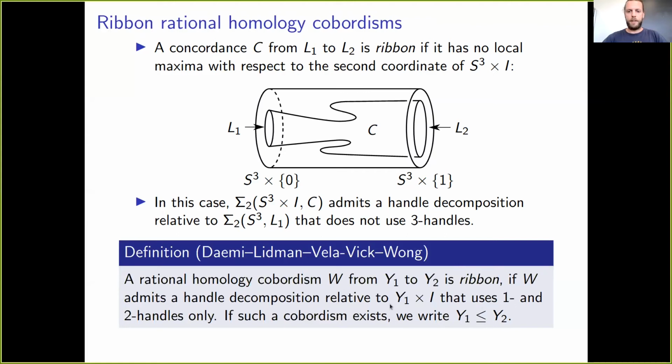And lastly, just a bit of notation. If there exists a ribbon cobordism from our 3-manifold Y1 to Y2, then we write Y1 is less than or equal to Y2. As this notation suggests, this notion of ribbon rational homology cobordism is not symmetric, unlike the usual notion of rational homology cobordism. That makes sense, because if you can go from one 3-manifold to the other by just attaching 1 and 2 handles, you probably wouldn't expect that you could also go in the other direction by just attaching 1 and 2 handles.